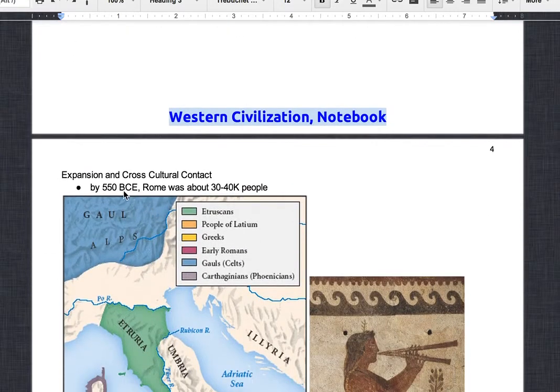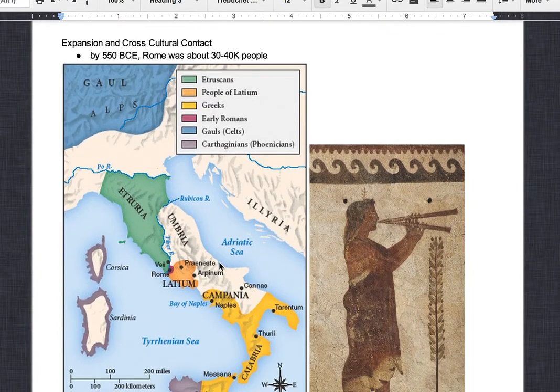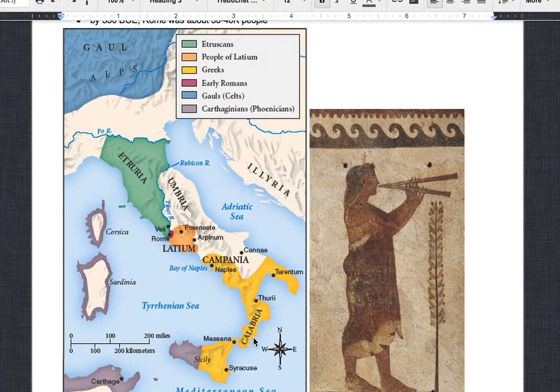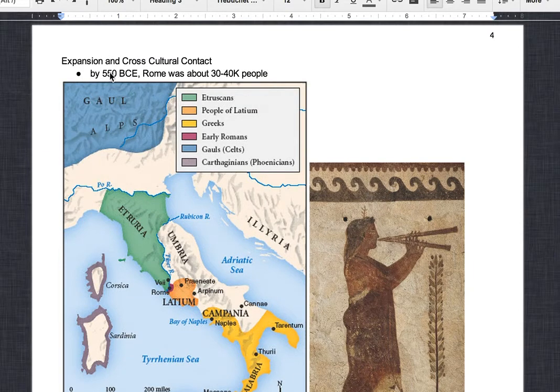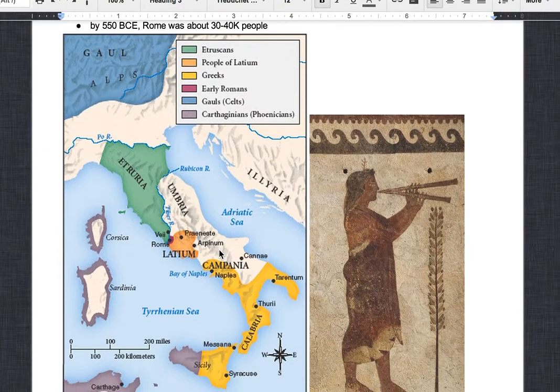By 550 BCE, Rome was about 30 to 40,000 people, and this map shows that by about 550 BC, this little red dot here was Rome. To the north were the Etruscans, who very significantly culturally influenced Rome. To the south were the people of Latium, where the Latin language comes from, and the Greeks in the south here. Remember, again, 550 BCE was the age of Athens and Sparta, and Greeks would have colonized these areas. Remember, just off the map here is the Peloponnese.